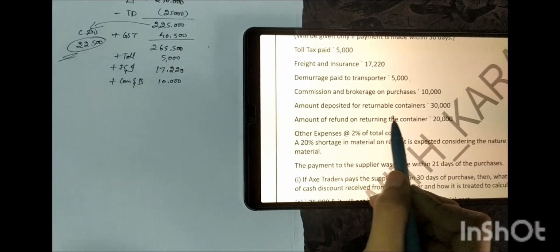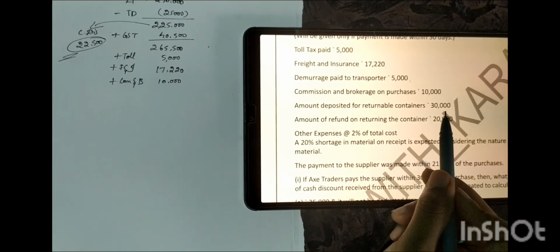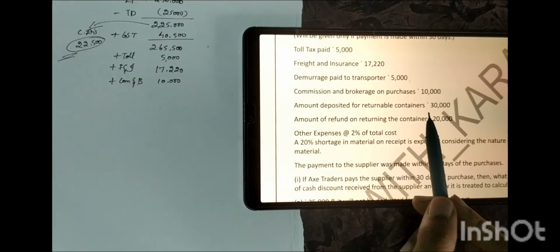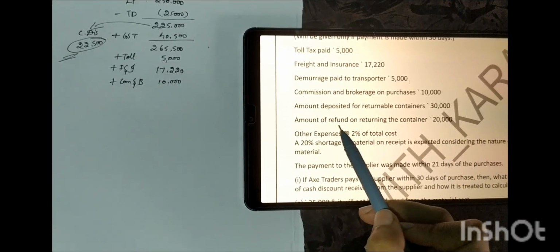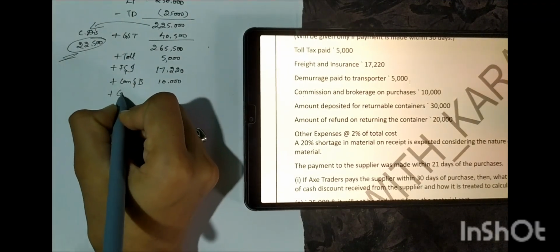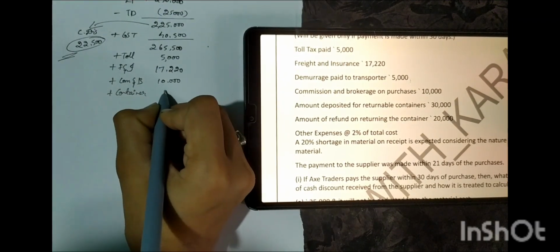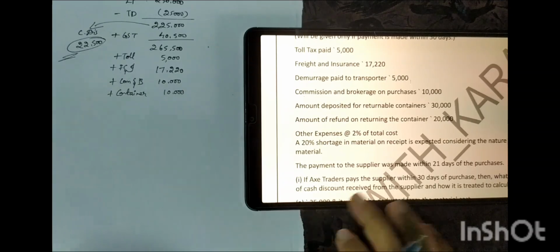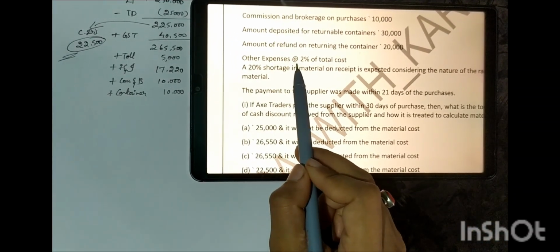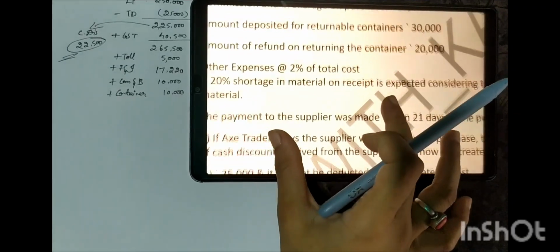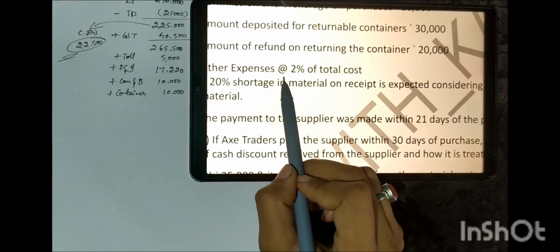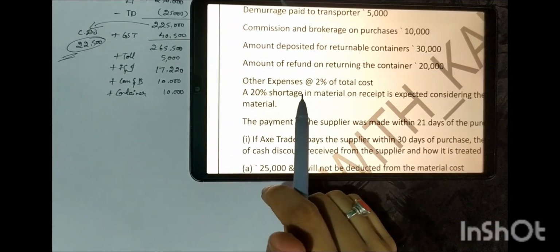And then amount deposited for returnable containers is 30,000, and amount of refund on returning the container is 20,000. So first we're going to pay 30,000, and then we're going to get a refund of 20,000. So net off it is 10,000. So container cost is 10,000. And then what they have given: other expenses at 2% of total cost. So whatever is the total cost of material, in that 2% is other expenses, okay.